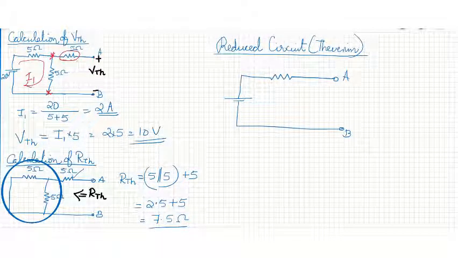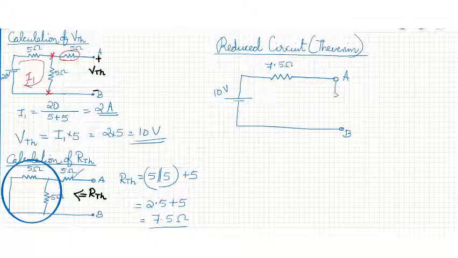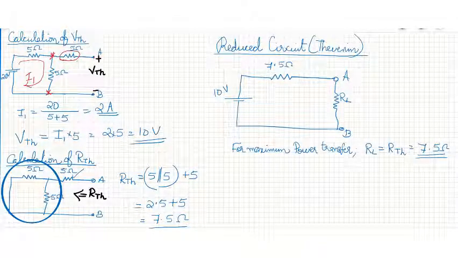Thevenin equivalent circuit: Thevenin voltage we got as 10 volt, Thevenin resistance we got as 7.5 ohms. And between A and B, draw the load resistor RL. Now the maximum power is transferred to the load resistor only when load resistance equals Thevenin's resistance. So for maximum power transfer, RL should be equal to RTH, that we got as 7.5 ohms. So according to the maximum power transfer theorem, the value of RL should be 7.5 ohms for maximum power to be transferred from source to the load.